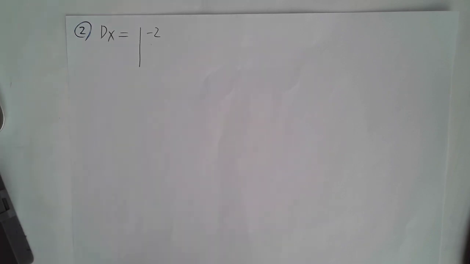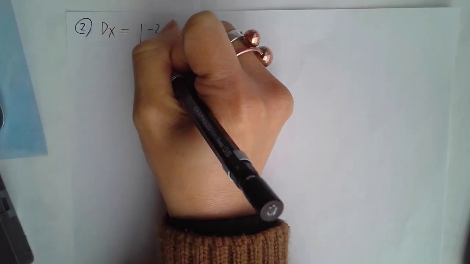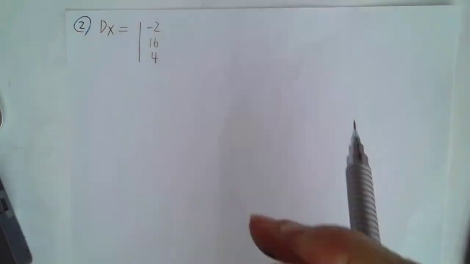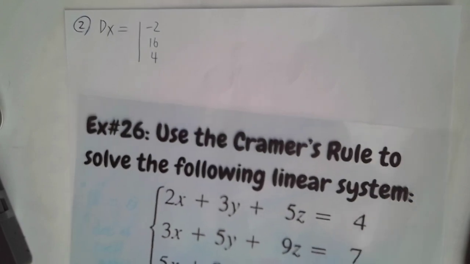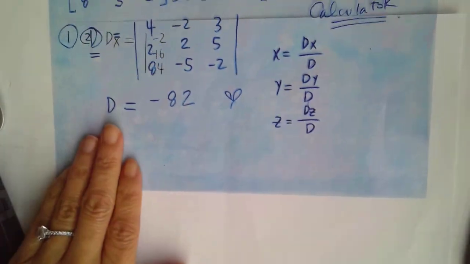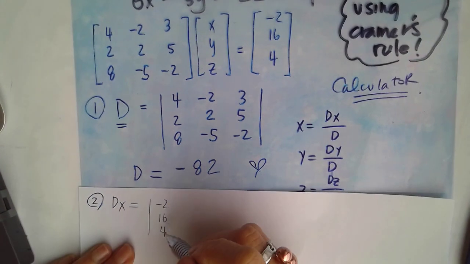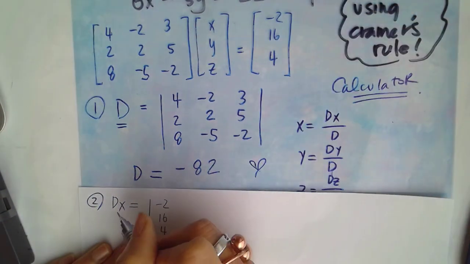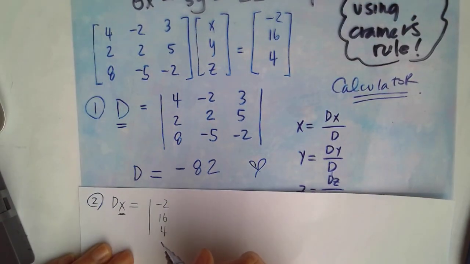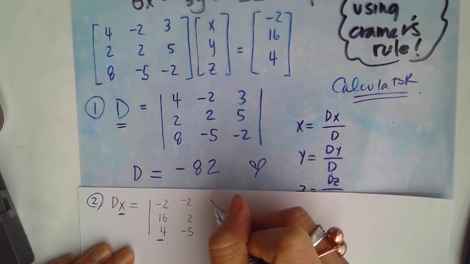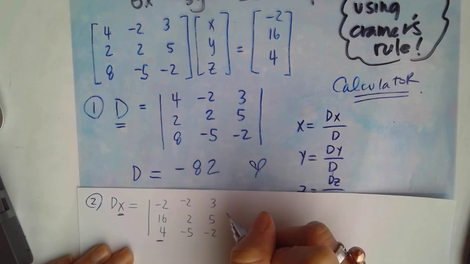Oh yeah, -2, 16, and 4. Sorry, I was looking at the wrong thing. It's because it's our C column, right? So you know what? Maybe I should have this at the bottom here so we can see that. Sorry. So we replaced with -2, 16, 4 because we're taking the column, because we're looking for the X, right? So the X column is the weird one, okay? And then the Y and the Z stay constant.